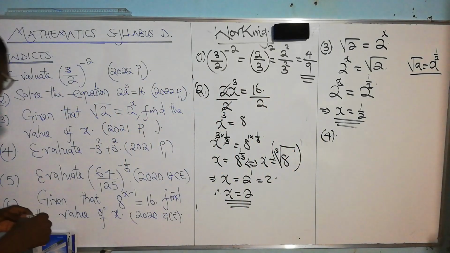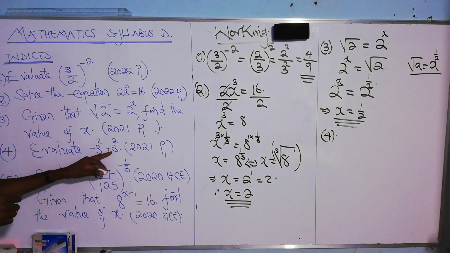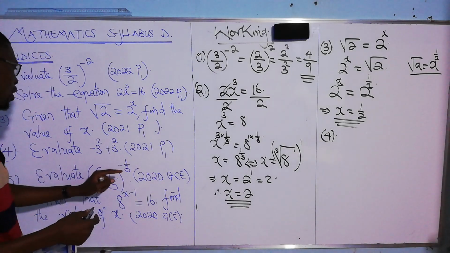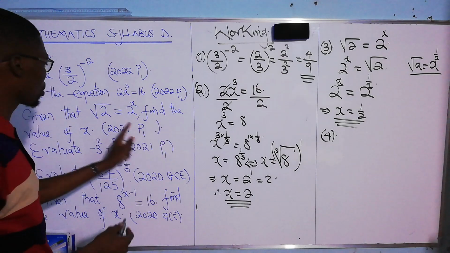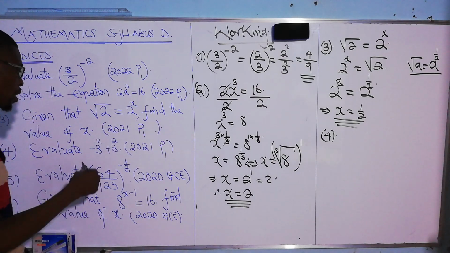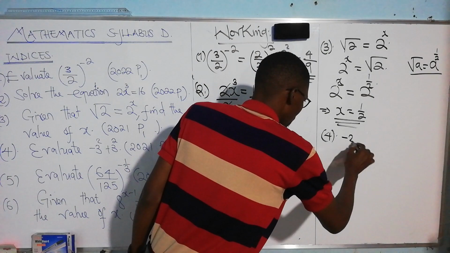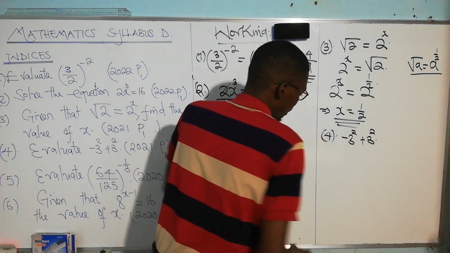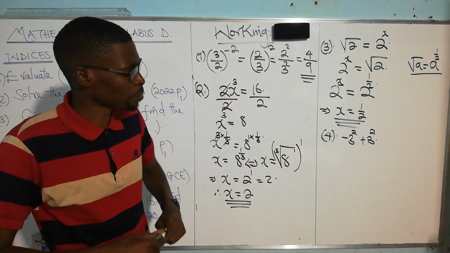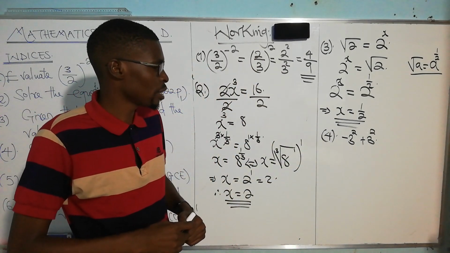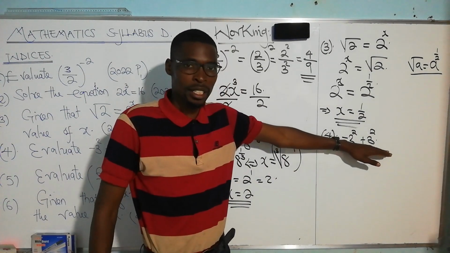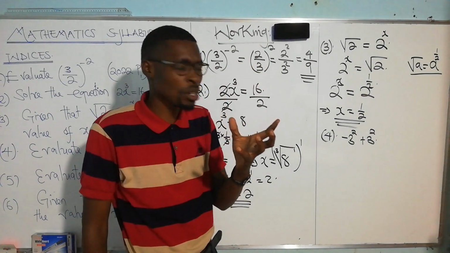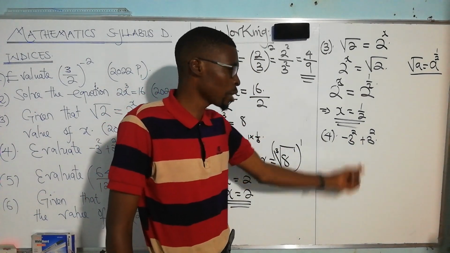So question 4 is saying evaluate negative 3 squared plus 3 squared. This is coming from 2021 paper 1. The previous question also is coming from 2021 paper 1. Now we have negative 3 squared plus 3 squared. This is a question which looks so simple, but this question is examining us on our understanding of the meaning of negative 3 squared.